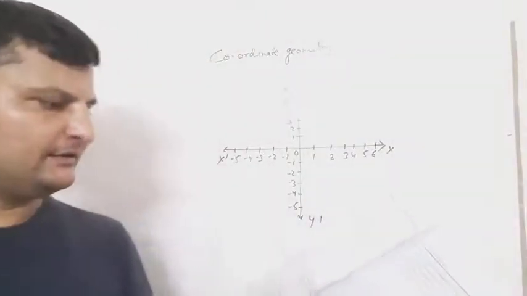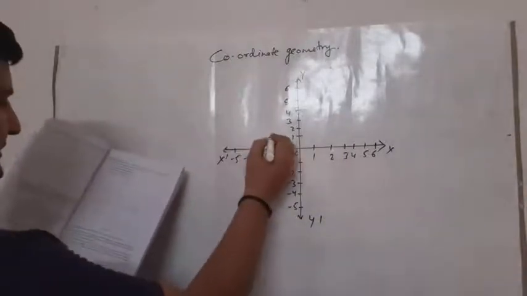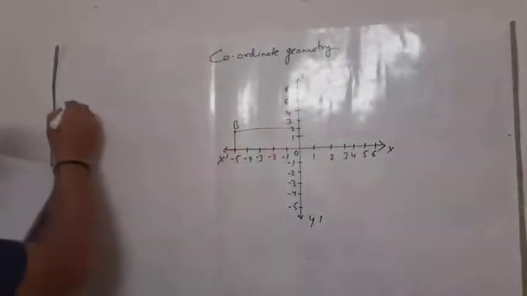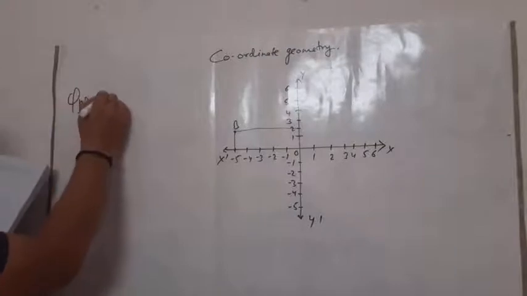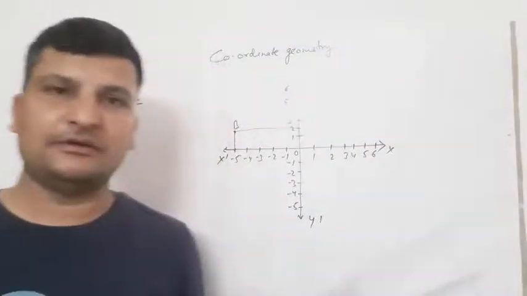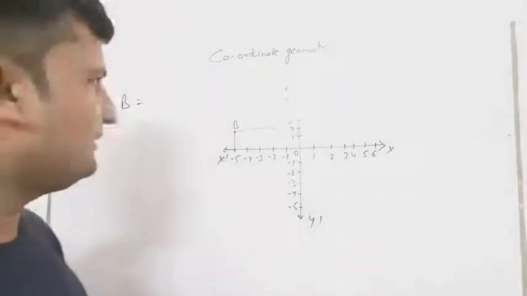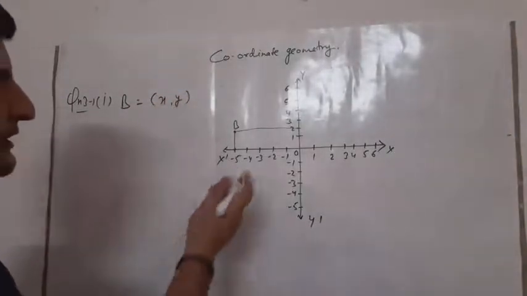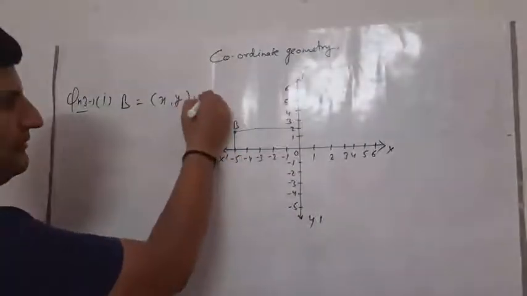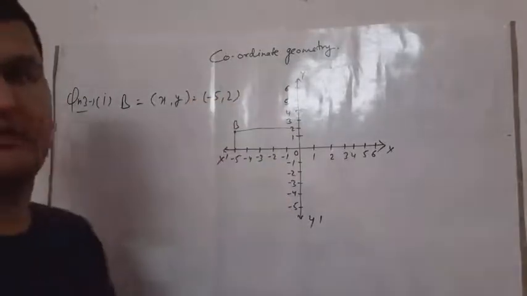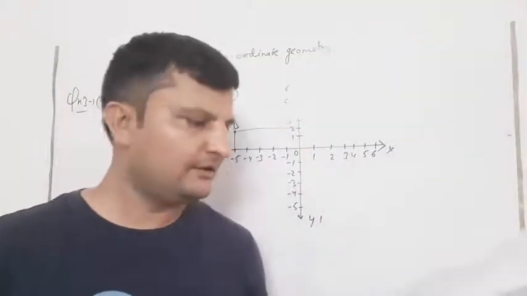So we have to find the coordinates of B here. Where is B located? B is here. This point is B. So we have to write the coordinates of B. I have already told you, in the bracket the first one is always x and the second is y. So on the x-axis what is the value here? -5, and on the y-axis what is the value here? So the coordinates of B are (-5, 2).